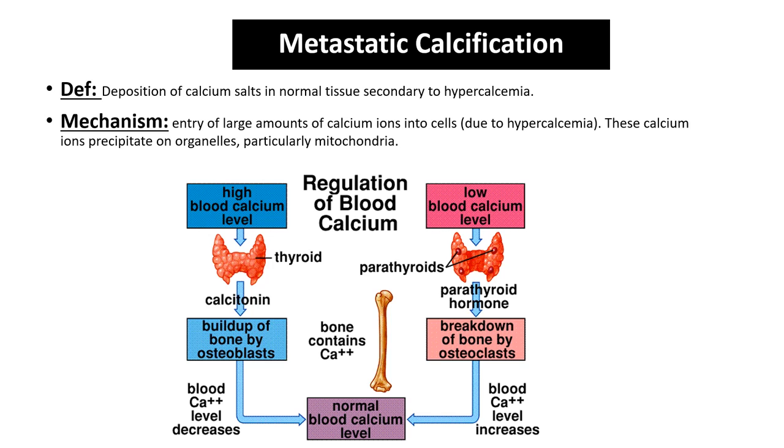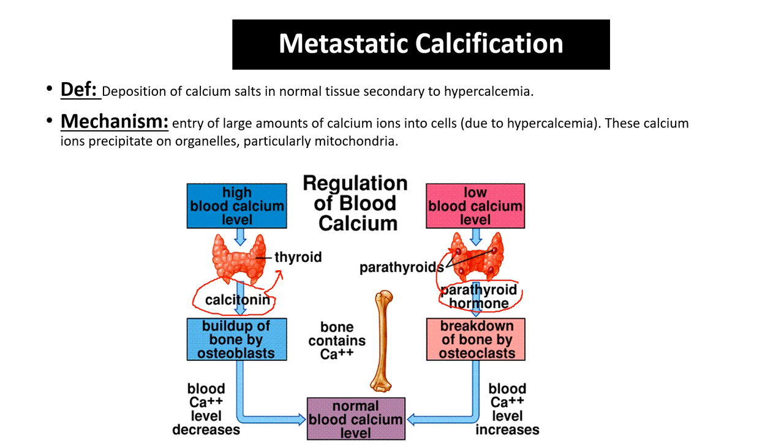So before getting into the causes of metastatic calcification, just a reminder of how calcium level is regulated in the body. There are two hormones that basically control calcium level in the blood. The first one is named calcitonin, and this is released from the thyroid gland. The second one is parathyroid hormone, or parathormone, and this is released from the parathyroid gland.